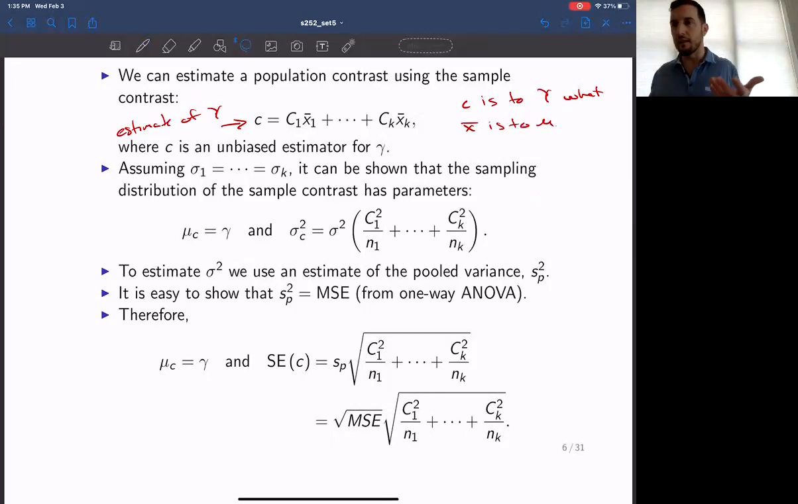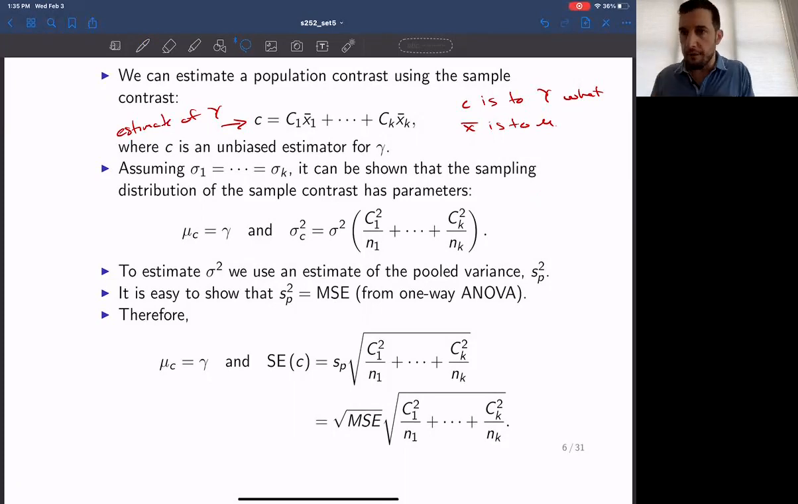Little c is just a symbol. I don't know why we use c, probably because it's a contrast. Contrast starts with c. Little c is basically just the sample contrast. So it is an estimate of gamma the same way that x bar is an estimate of mu, or the same way that s is an estimate of sigma. It's just an estimate of the population value.